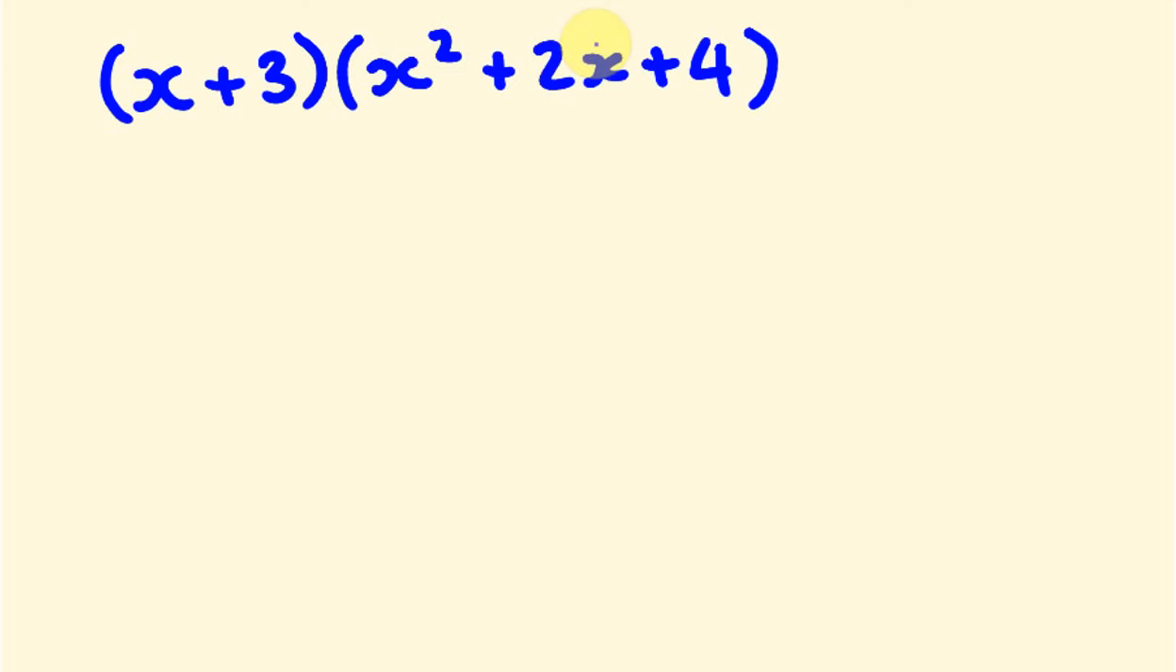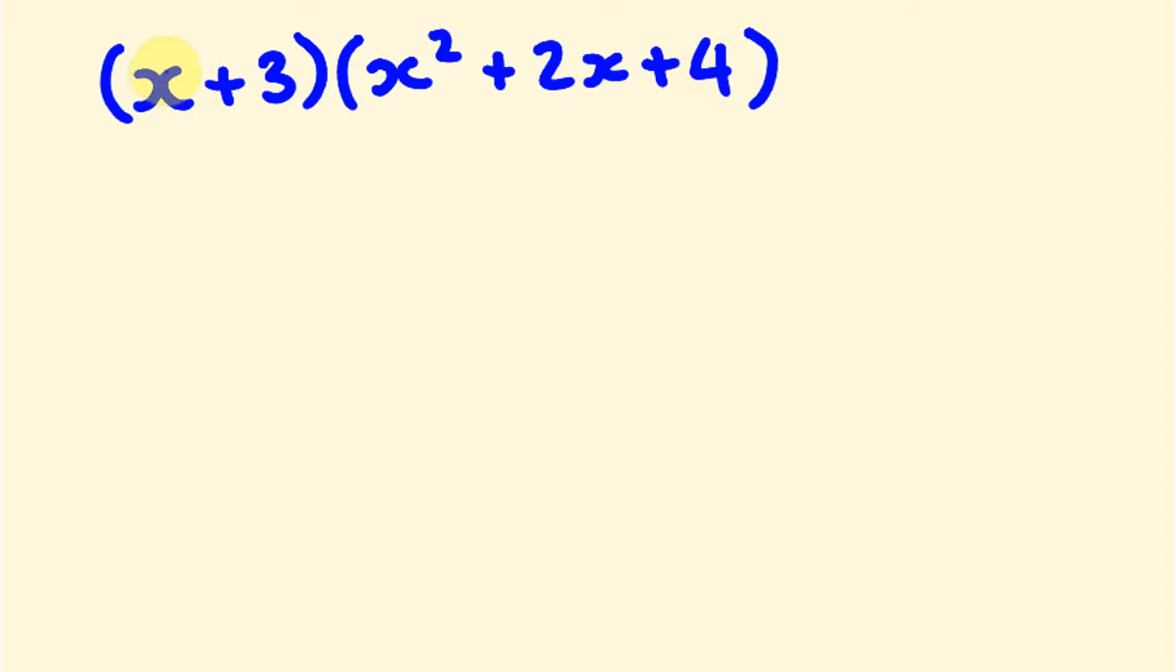So anyway, the way that we'd usually do this is we would get x here and multiply that by x squared. Then we'd get x and multiply it by 2x, and x multiplied by 4. Then we'd get 3, multiply it by x squared, 3 multiplied by 2x, and 3 multiplied by 4. And then we'd group all of what we got together in like terms, and we'd end up with our answer. It's not too bad, so I'll show you how we do this.